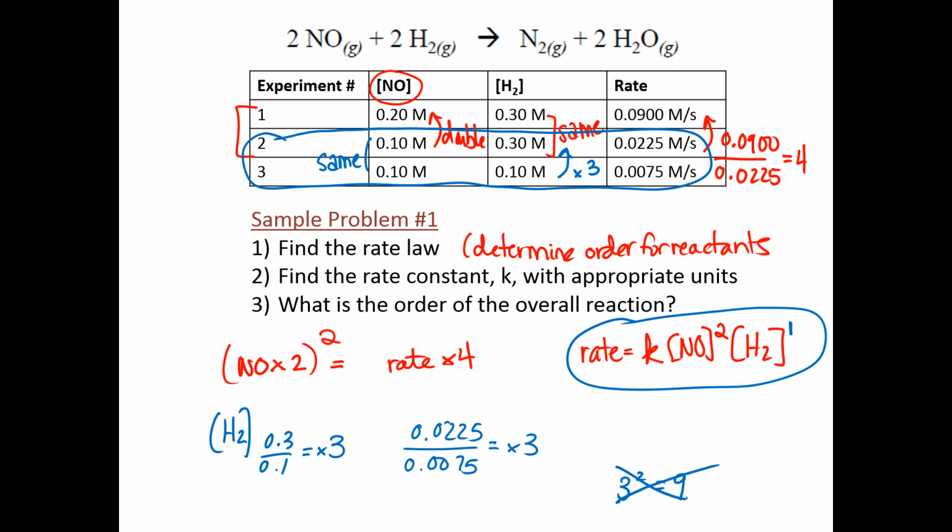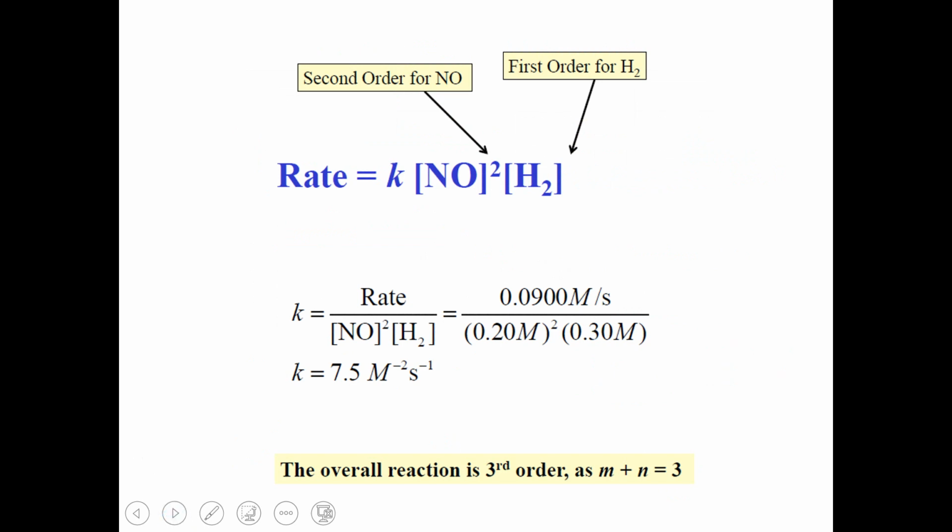And where you get these numbers from is you just pick an experiment up here at the top. Just pick one row, like experiment number 1, plug in the rate, plug in the values here, and when you're plugging those numbers in, make sure you're paying attention to units so you can figure out what the units of K are, because the units of K are going to vary based upon the reaction order you're looking at here.